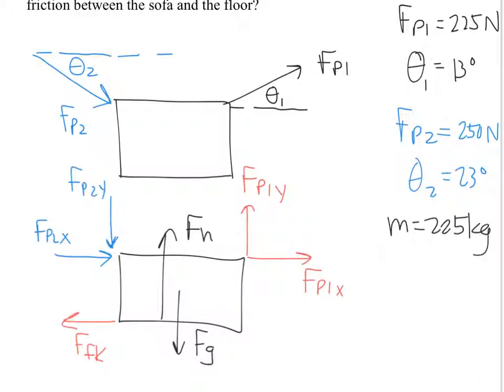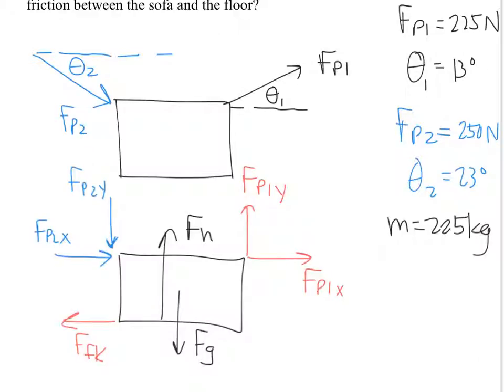Well, when I do these mathematically, I'm just going to take my FP2 times cosine theta to give me this. I'm going to take FP2 times sine of theta to give me this. I'm going to make that a negative because it's down. Then over here with Francis's work, I'm going to take FP1 times the cosine of theta 1 to give me FP1x. And then FP1 times the sine of theta 1 to give me FP1y.